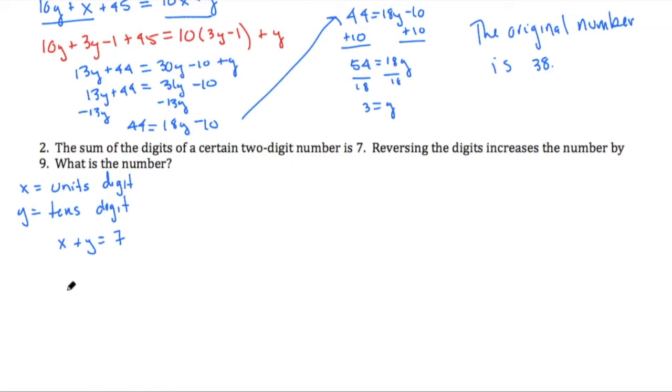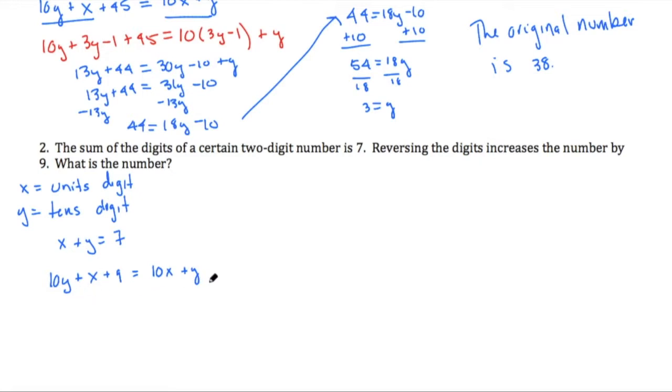So let's recreate the original number. The original number is 10y plus x. 10 because that's in the tens place, plus x because it's in the units place. And if we reverse that number, it says the new number will be 9 bigger. So I'm going to add 9 to this number to make it equal to the new number. The new number now has the x in the tens place, so we need to multiply that by 10 and then add y, and that's our second equation. So we have our system of equations written.